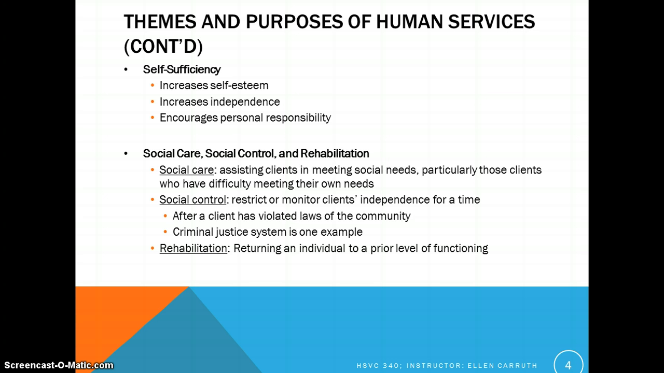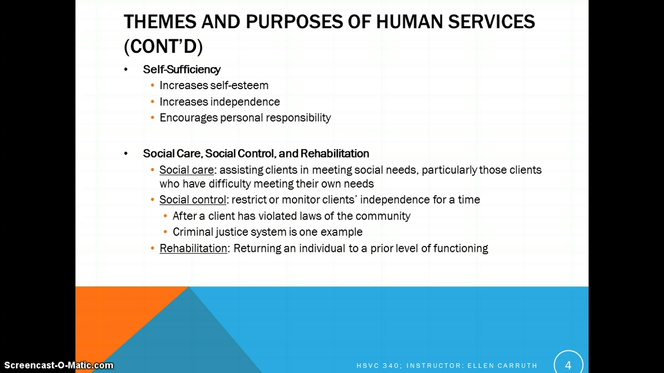Woodside and McClam discussed 3 distinct functions of human services: social care, social control, and rehabilitation. Under the function of social care, human service professionals may function in a variety of roles and work with a variety of clients. The elderly, the mentally ill, the developmentally disabled, and people who have experienced trauma are often recipients of social care through human services.